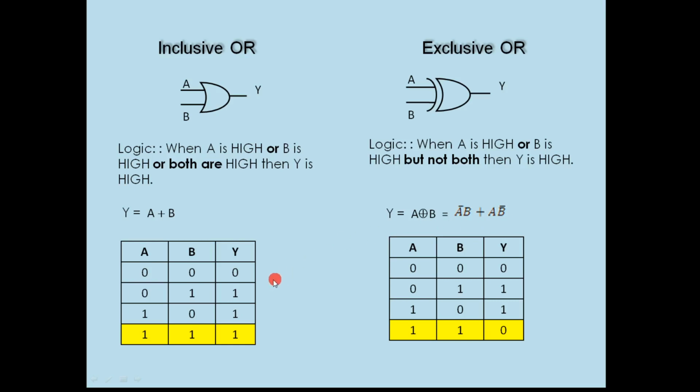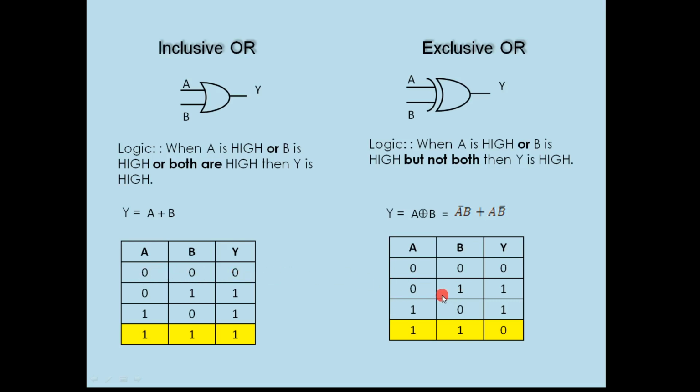Let us compare the truth tables. As per the logic, when A is high or B is high or both are high, the output is high. For all these three conditions, the output of OR gate is high. Only when both the inputs are 0, the output is 0.